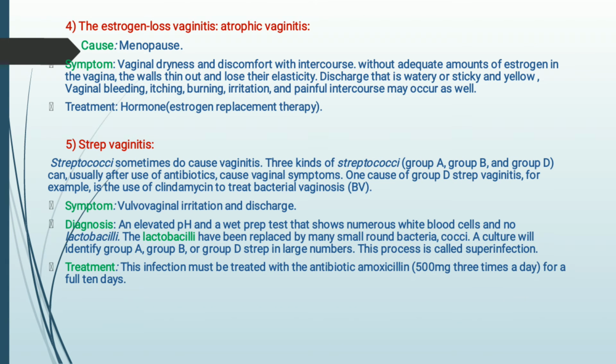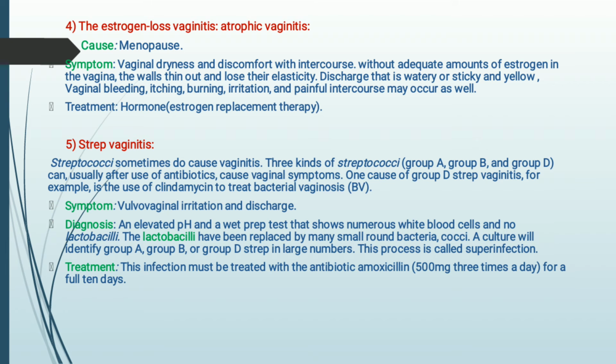So this is another disease, the estrogen loss vaginitis, that is atrophic vaginitis. Mainly it is due to menopause, because after menopause in the female there is a low level production of estrogen, and it is the main cause of this disease.